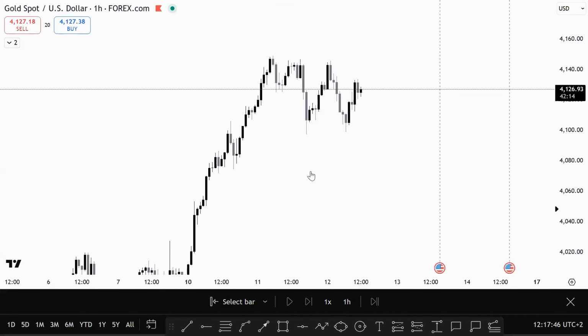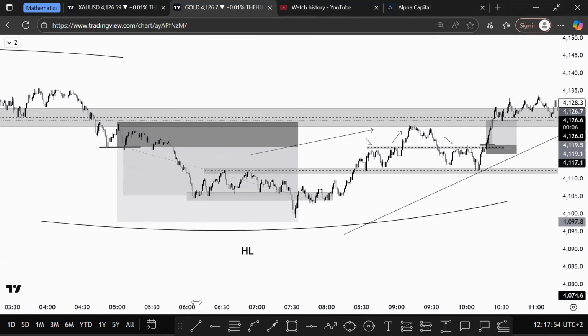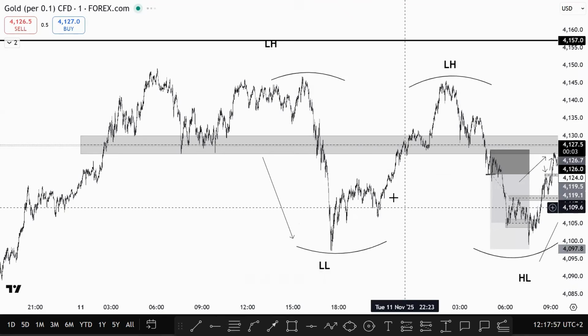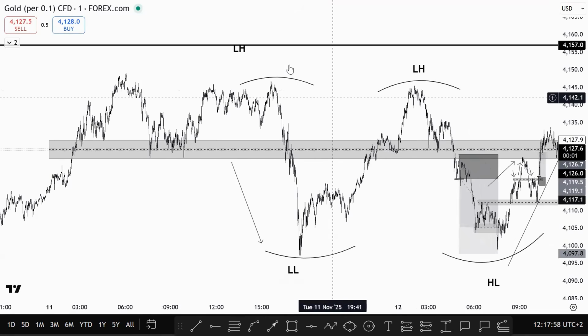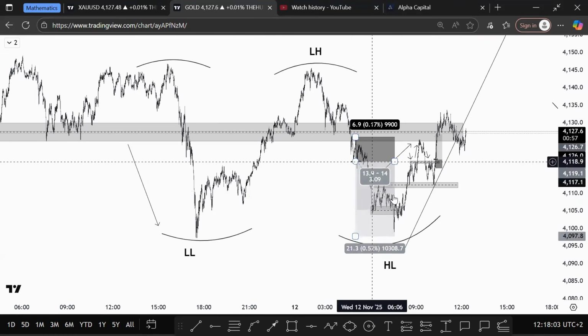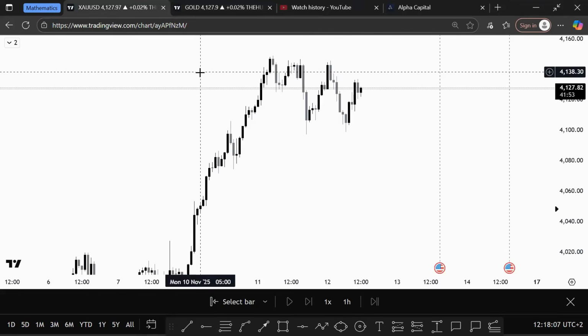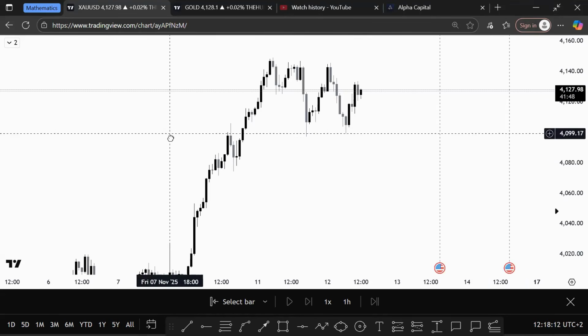I was able to catch this move to the downside, and I was also able to catch this move to the upside. Also, there was a move that we caught from here to the upside, but I'm just gonna give you a brief breakdown of these two moves which happened yesterday and today. So I'm just gonna be doing that.